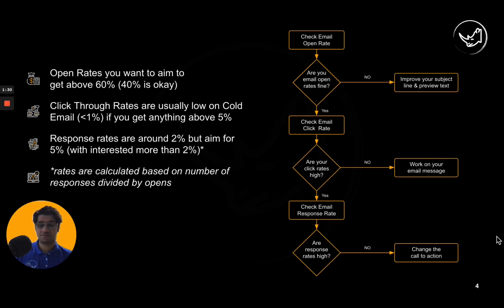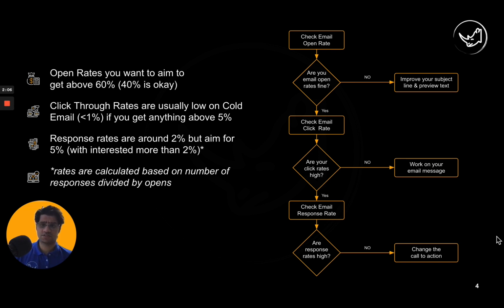But if your click rates are very, very low, then you need to work on some of your email messaging. If your click rates are high, your open rates are high, but your response rate is low, that means your call to action needs to be adjusted, because clearly they don't know what to do and they're not responding with any interest or direction of where they want to take this conversation. This is a great framework I like to give a lot of individuals to figure out the best way of going about campaign optimization.